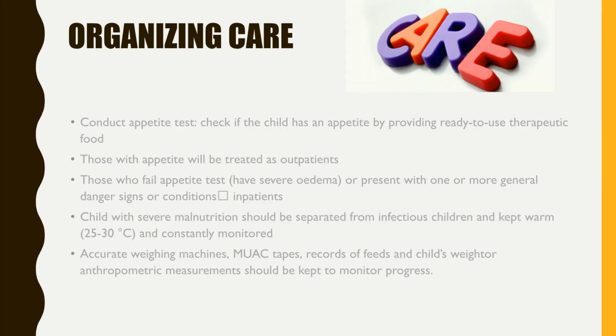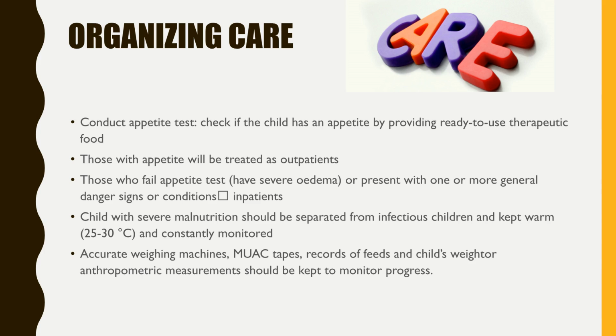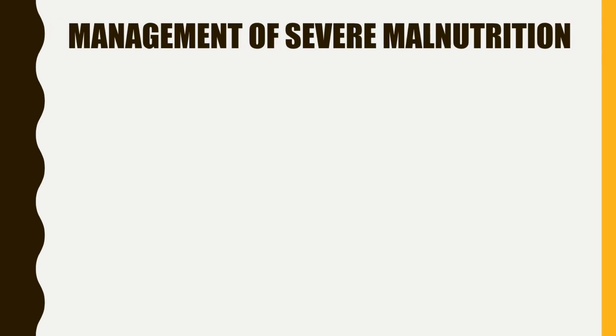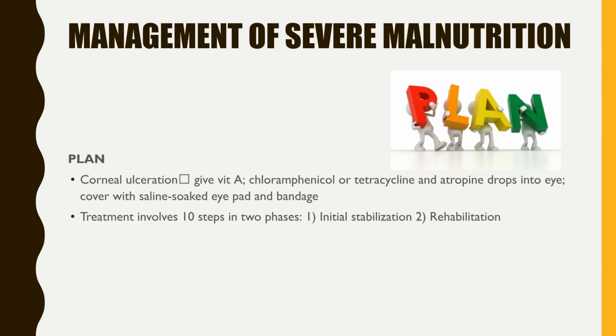Organizing care begins with an appetite test, using ready-to-use therapeutic food. Those with an appetite are treated as outpatients. Those who fail or have severe edema or general danger signs are treated as inpatients. Severely malnourished children must be kept warm and monitored closely. Management of severe malnutrition includes addressing corneal ulceration with vitamin A, antibiotics, and eye drops.